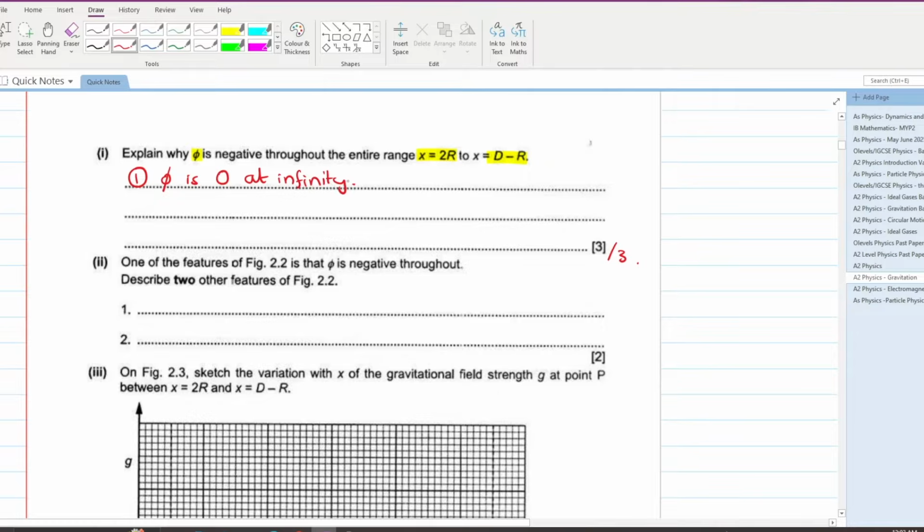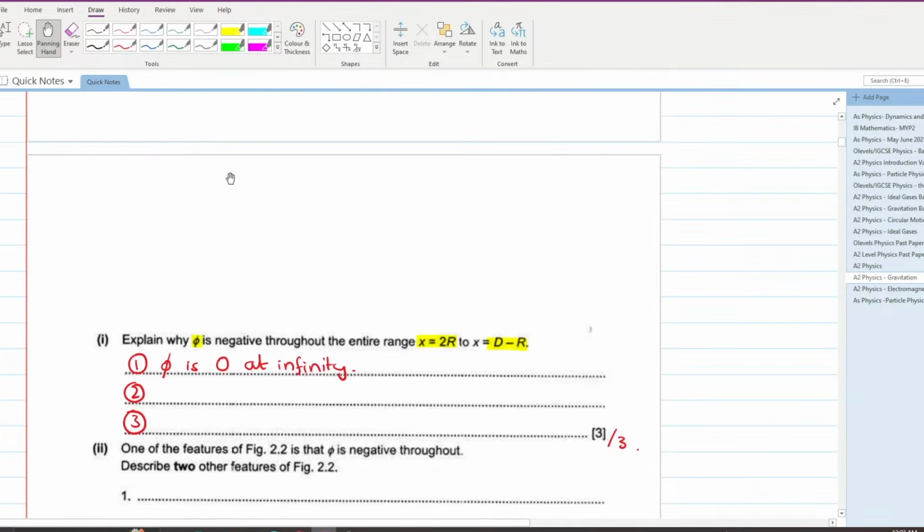Okay sir, that's a good point. I got a 1 mark in there. How will I get the other 2 marks? Now the other 2 marks basically depend on your AS work done definition. Let's say this is the earth. Yeah, let's say this is any planet.